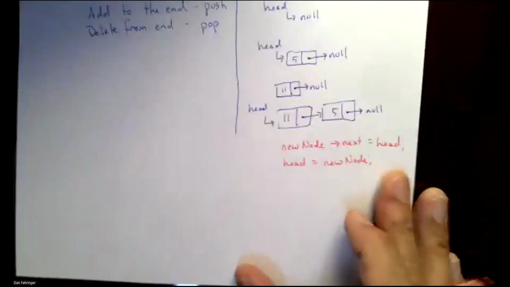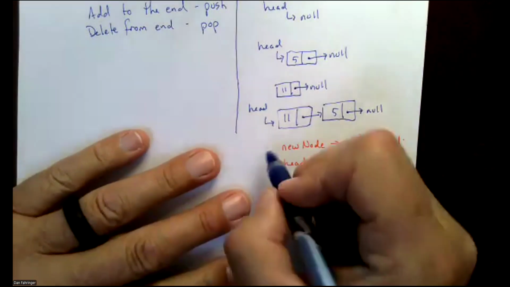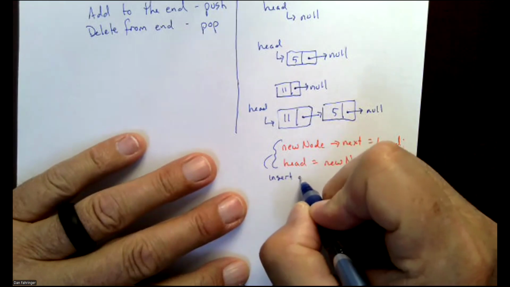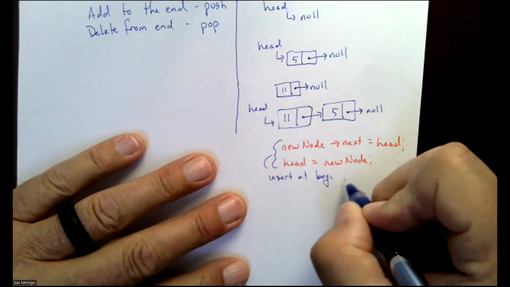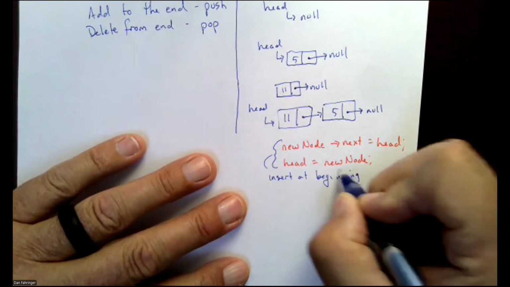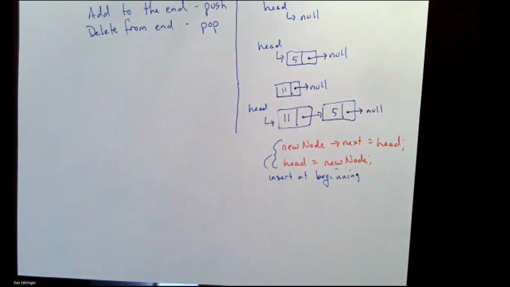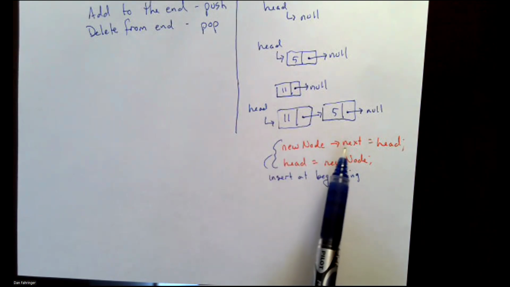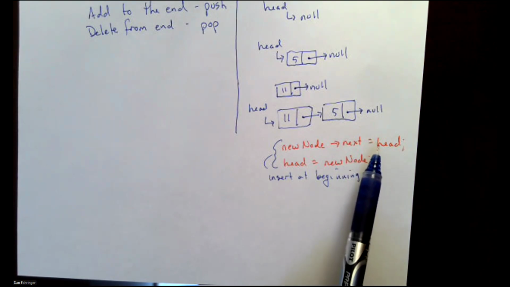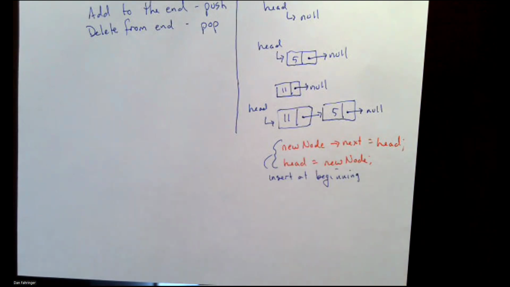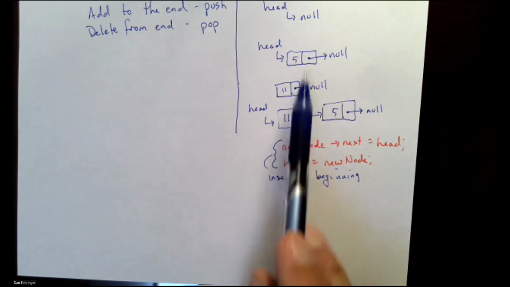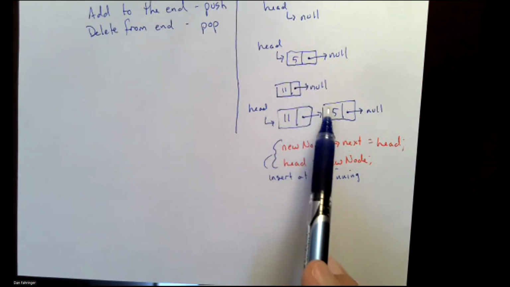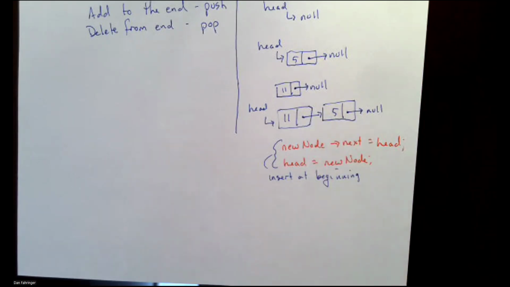So in my world of notes, these two lines help me insert at the beginning. I create a new node. I put it at the beginning by saying it gets where head's pointing to, then head points to that node. There's the drawing of it. Create a new node. We said it now points to where head was pointing, which was that node that contained 5.